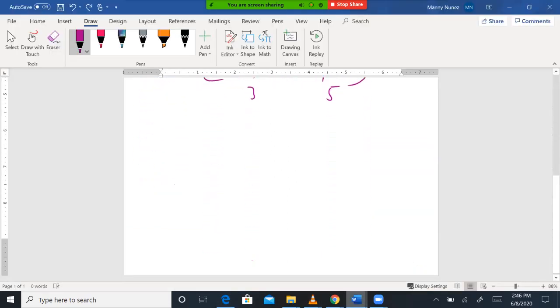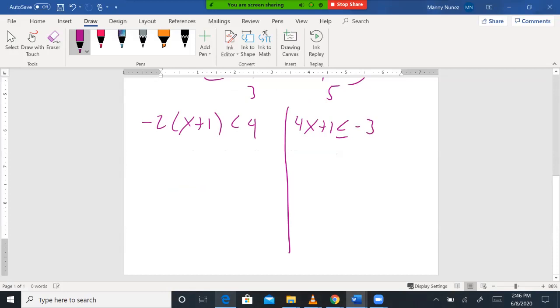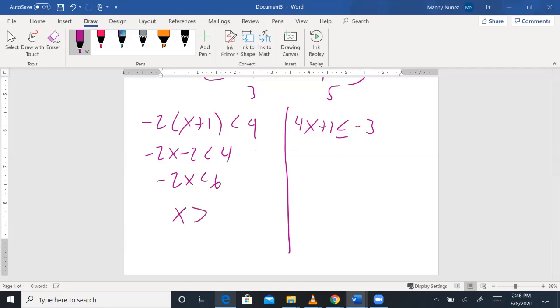-2, I've got room here. So -2 times (x plus 1) less than 4. I'm going to draw a line, okay? And then 4x plus 1 is going to be less than or equal to -3. Just get x by itself. Distribute the -2: -2x minus 2 less than 4. Add the 2. Divide by -2. x has to be greater than -3, and it's negative.